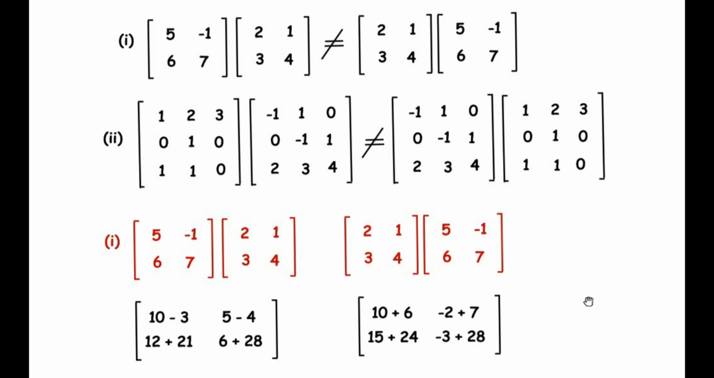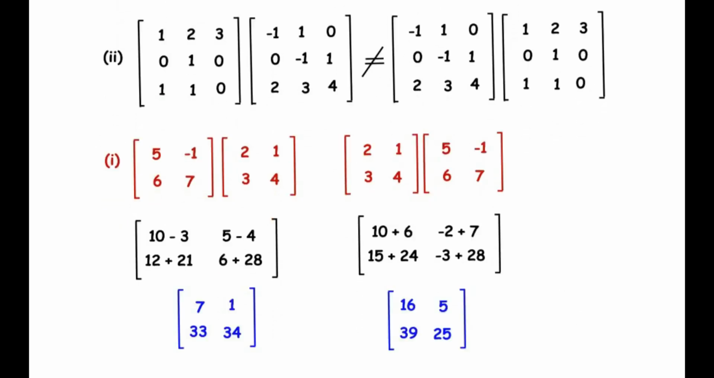Now let us simplify this matrix. On the left hand side we have 10 minus 3 as 7, 5 minus 4 is 1, 12 plus 21 is 33, 6 plus 28 is 34, and on the right hand side we have 10 plus 6 as 16, minus 2 plus 7 is 5, 15 plus 24 is 39, and minus 3 plus 28 is 25. So we can clearly see that the matrix on the left hand side is not equal to the matrix on the right hand side. So we have proved this.